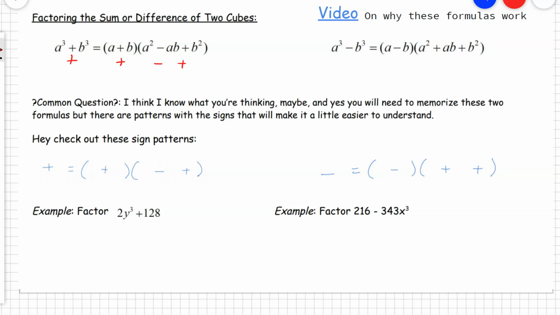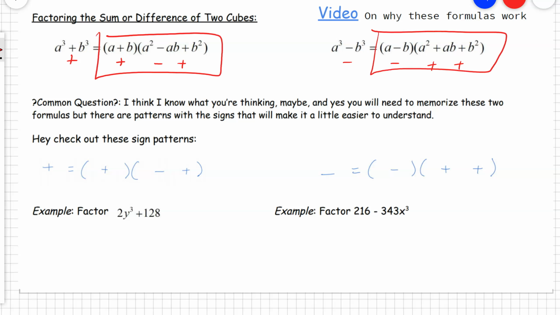But if it's a difference, it starts off being negative. There's only one negative within the entire expression on this side of the equal sign. So it's either going to be in front if it's a difference, or it's going to be in the middle. It's only in the middle if it's a sum of two cubes.